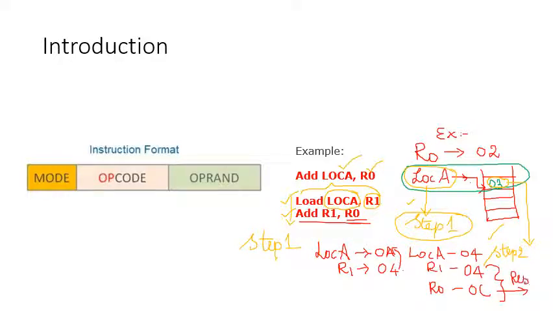Result is stored in R0, right? So first what it will do, it will fetch the instruction from main memory into the processor. Then it fetches the operand at location A from main memory into the processor to register R1. Then it will add the content of register R1 and the content of register R0. Then it will store the result in R0, right? Hope you understood.